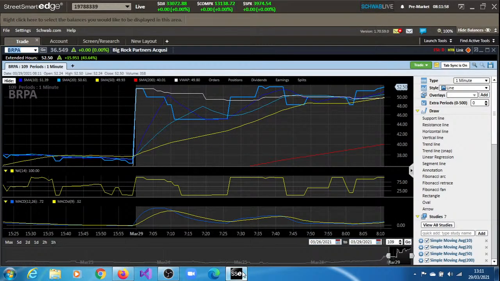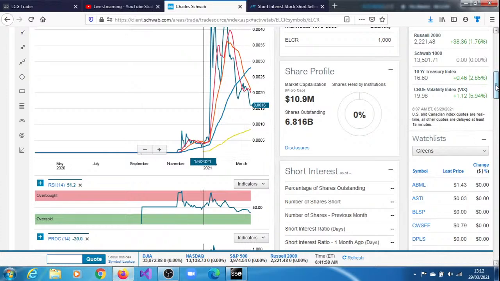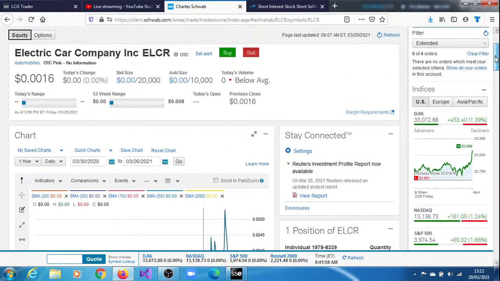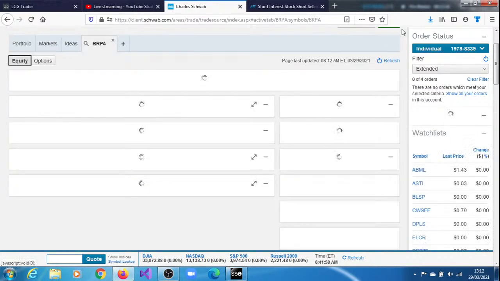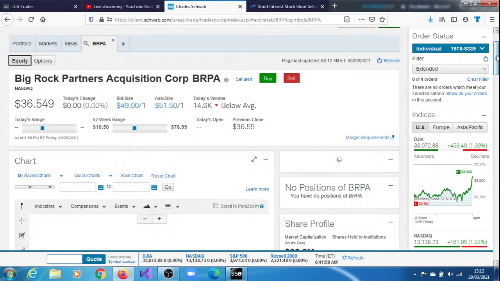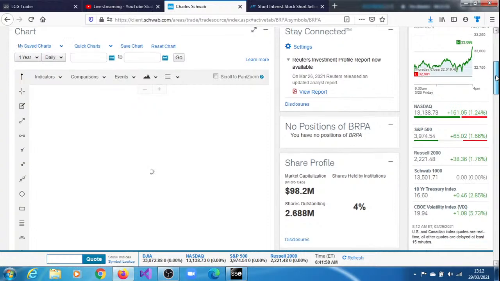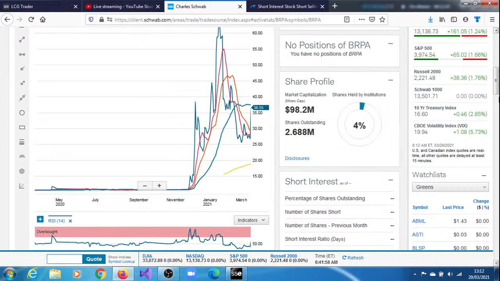So Big Rock Partners Acquisition is up 43.64%. Let's see if we can find out why it is moving up. BRPA was up during the last trading session. I believe it must be a SPAC stock. You can see it has a small float of 2.68 million shares.